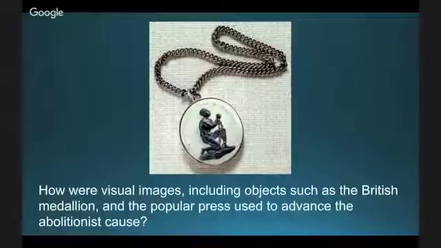And it's a very famous image, abolitionist image. And with it, to sort of work with this particular item, Carrie writes a question: how are visual images, including objects such as the British medallion and the popular press, used to advance the abolitionist cause? So again, taking a very specific primary source within the set and helping think about ways to make use of it with students.